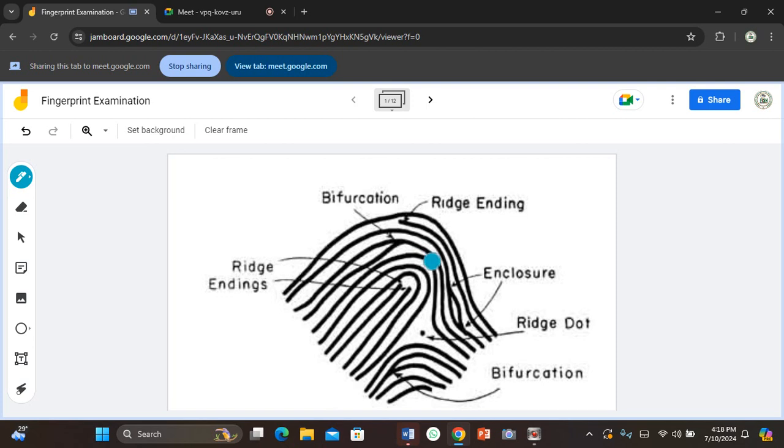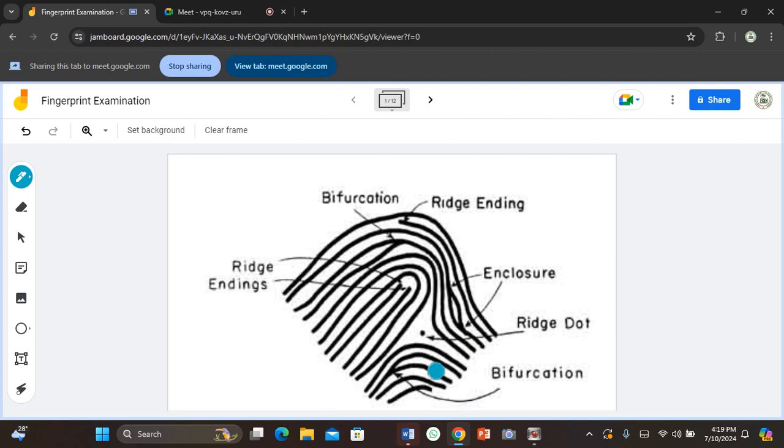Then look at this one. This ridge from here moves up. Then on getting to this place, it splits into two. That is bifurcation. Then you have another ridge ending inside here. Then you have enclosure. Enclosure is when you have a ridge that splits into two and also joins at the same time, leaving a space between itself, enclosing just a space. That is enclosure.